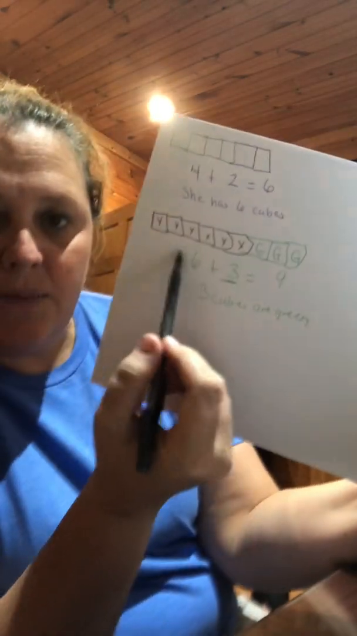Now we're not finished with this because there's a third part to it. Emmy wants to make her train 9 Lincoln cubes into a train of 15 cubes. How many cubes does Emmy need? So we know we have 9, right? We know we have 9.